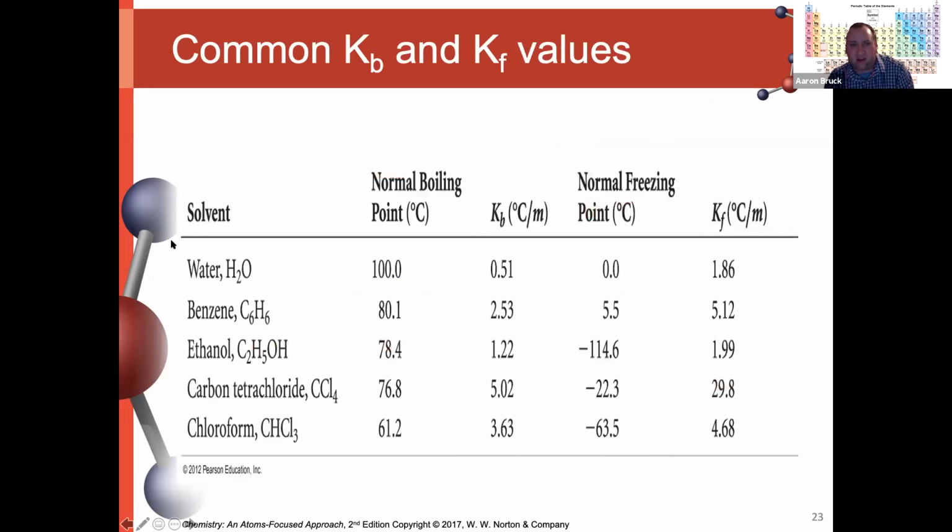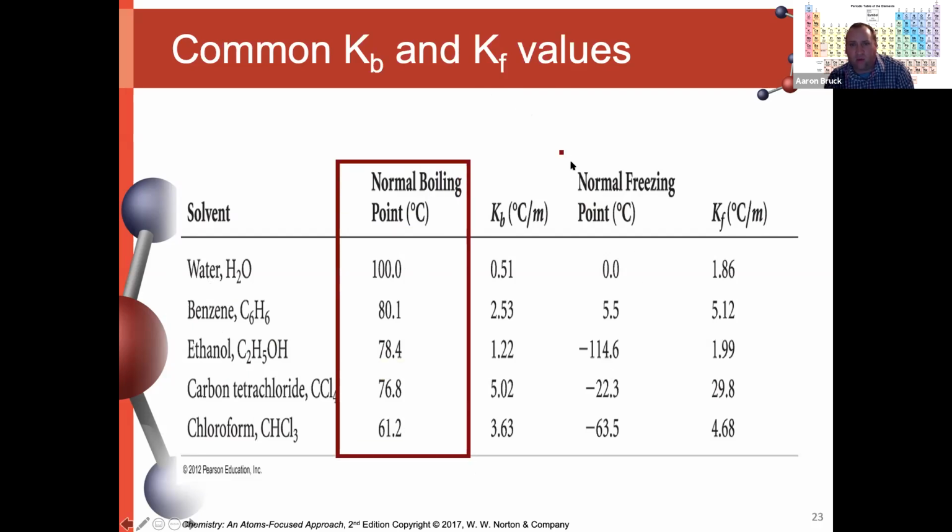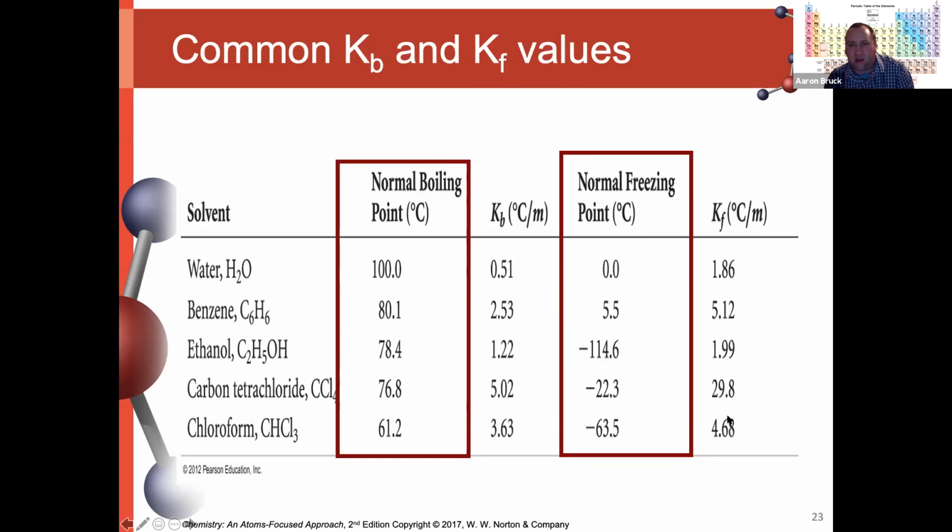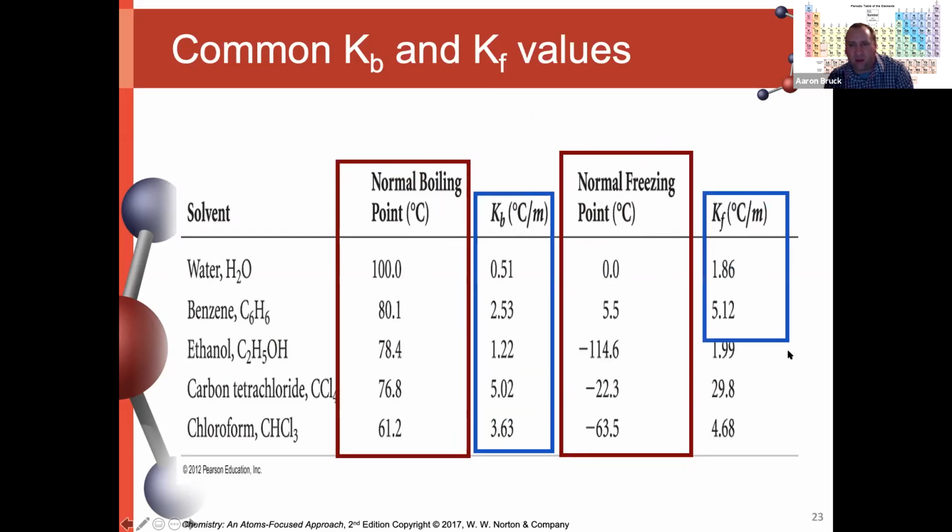So this is a table of common solvents. You have water, you have benzene, ethanol, carbon tet, chloroform, and you can see that the table usually gives the normal boiling points and normal freezing points of the substance, along with their constant values, Kb for boiling point, Kf for freezing point.